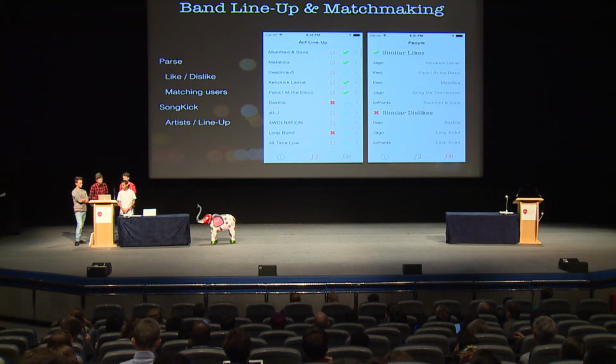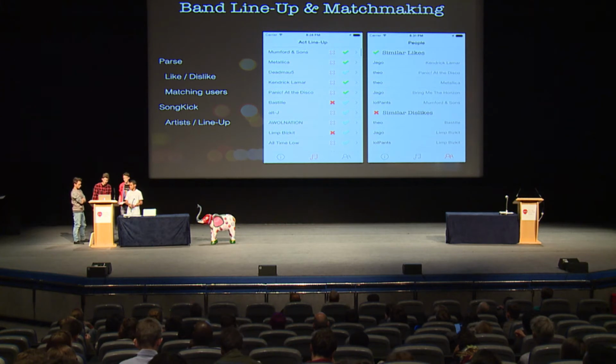On these 2 pages, both use more APIs. The lineup uses the Parse API for the likes and dislikes you select, and it uses Songkick for the band lineup itself, and the likes and dislikes also use the Parse API to match you with other users with similar musical interests.